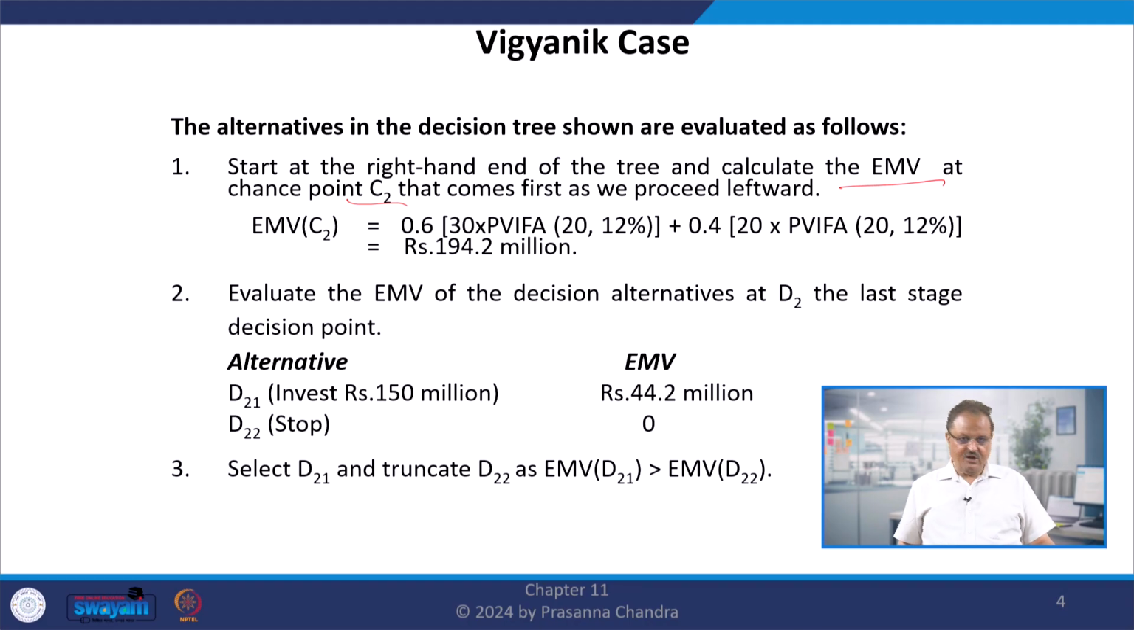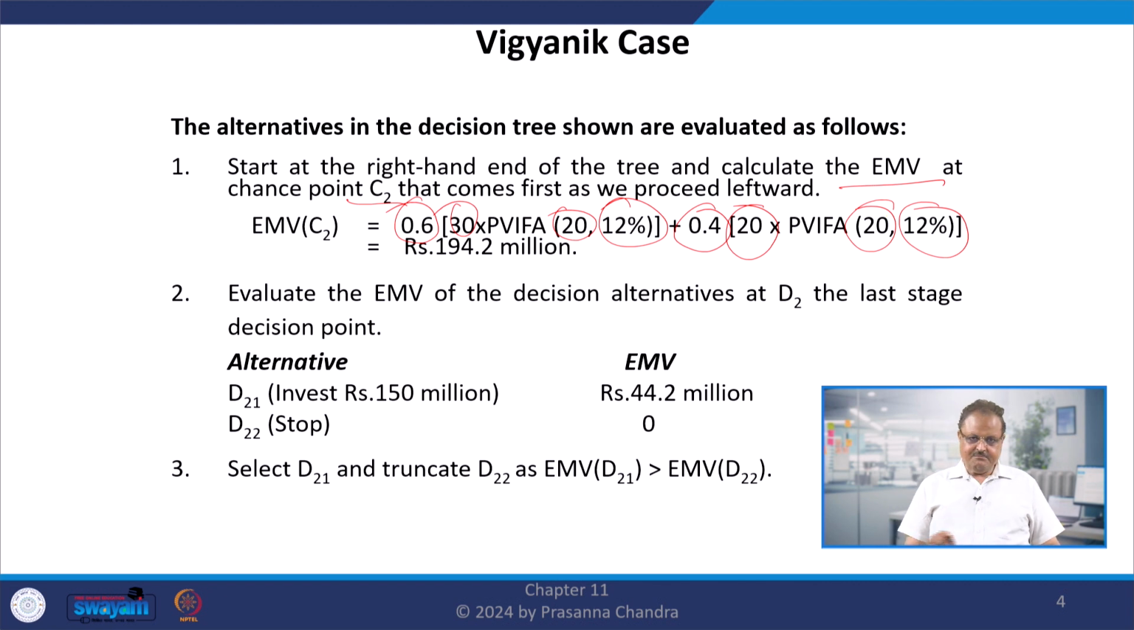So the expected monetary value at C2 means that if there is a high demand in the market for the product, the probability of which is 60%, the cash flow expected from this product would be 30 million for a period of 20 years, and our discount rate is 12%. And if there is a moderate demand, the probability of which is 40%, the cash flow will be 20 million for the 20 year period, to be discounted at 12%.